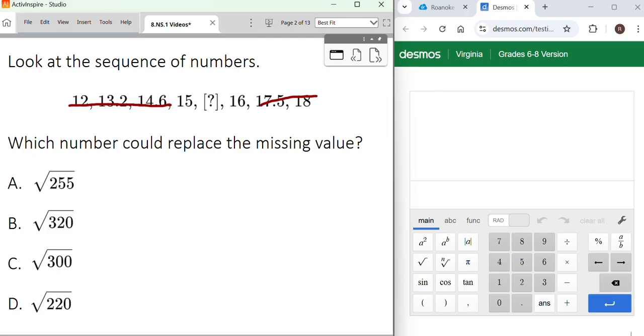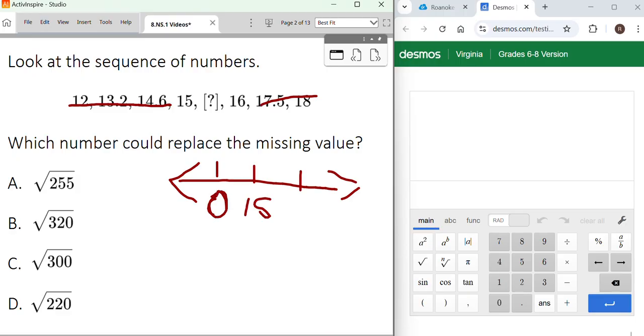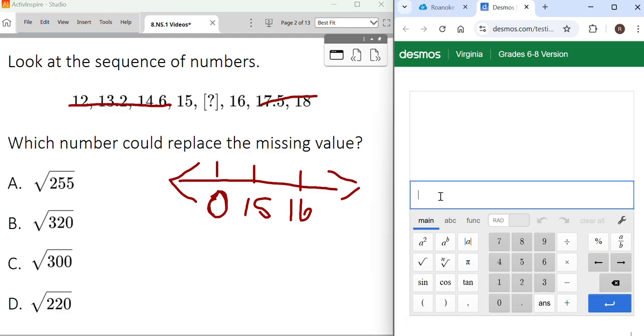So I know that my number has to be between 15 and 16. So to do that, I'm going to make a small number line just so I can visualize it in my head. Then I'm going to take those numbers and one at a time, I'm going to put them in my calculator. So the square root of 255 is 15.9, which is between 15 and 16.